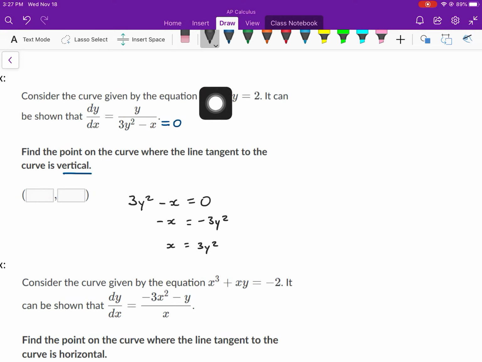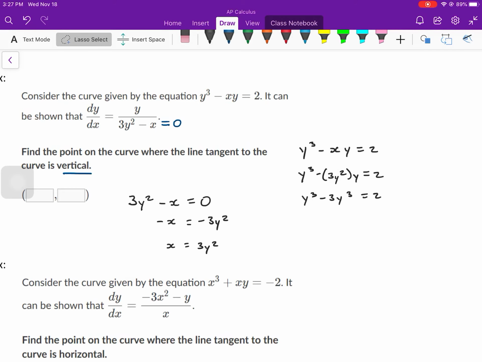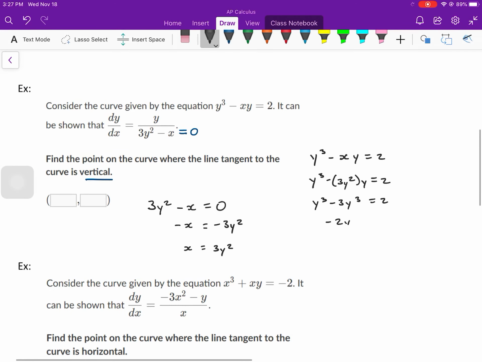So x equals 3y squared. I'm going to plug that into the x there. So y cubed minus x times y equals 2 is our function. So y cubed minus 3y squared times y equals 2. So y cubed minus 3y cubed equals 2. So let me give some more space here. And so what we'll have is negative 2y cubed equals 2. y cubed equals negative 1. So y equals negative 1 if you cube root the negative 1, right? Negative 1 cubed is negative 1. Different ways you can think about that. So y is negative 1.